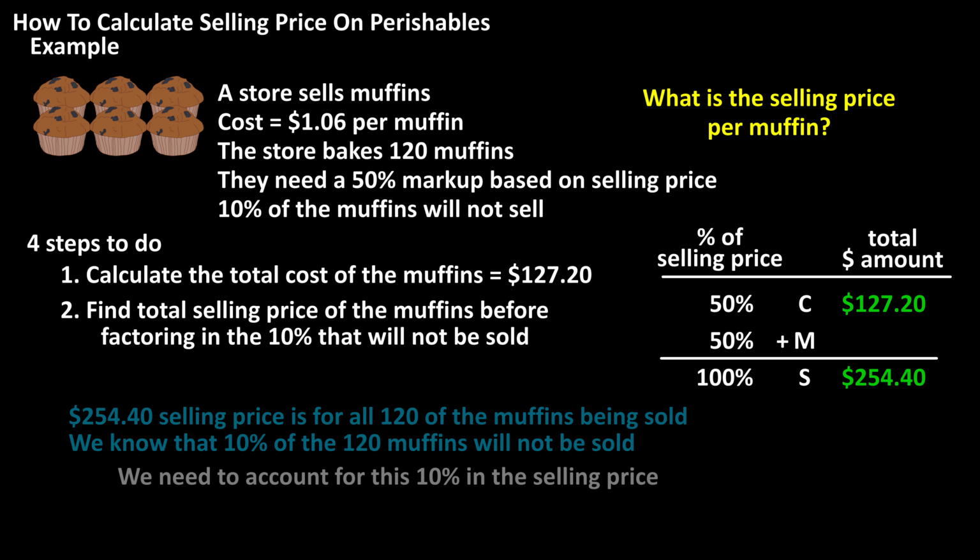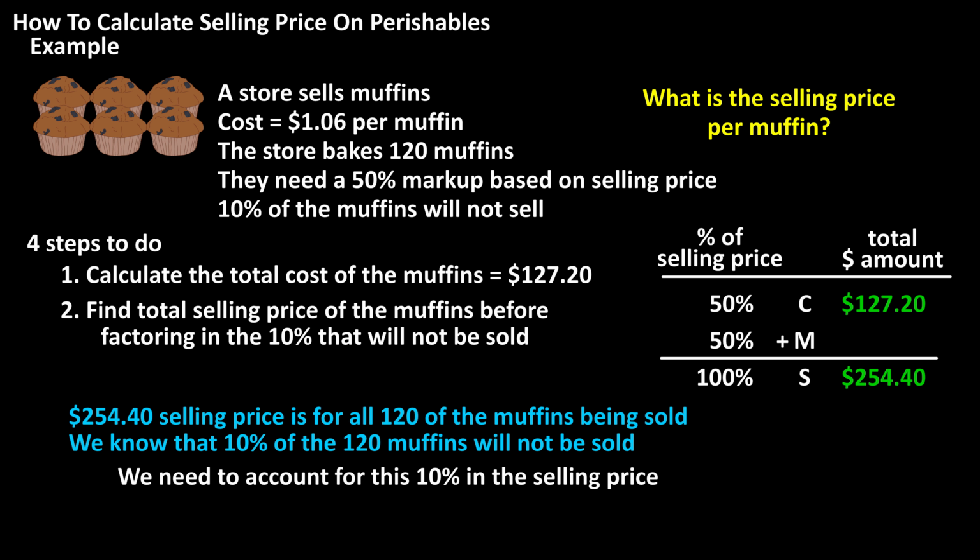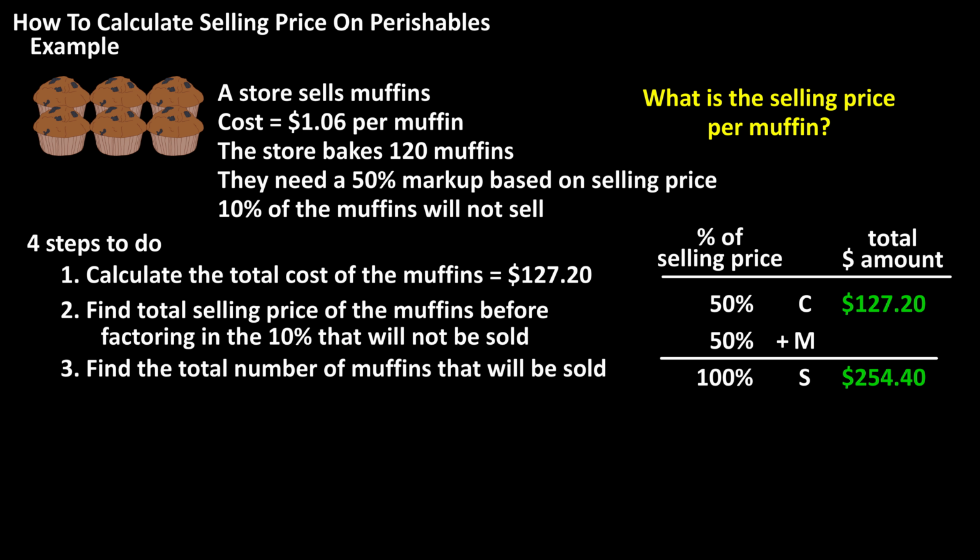However, this $254.40 total selling price is for all 120 of the muffins being sold. But we know that 10% of the muffins will remain unsold. So we need to account for this in the selling price, which leads to step 3. Find the total number of muffins that will be sold.